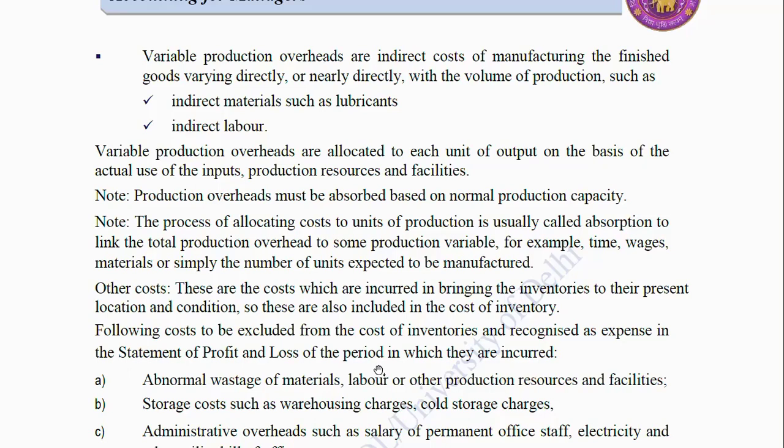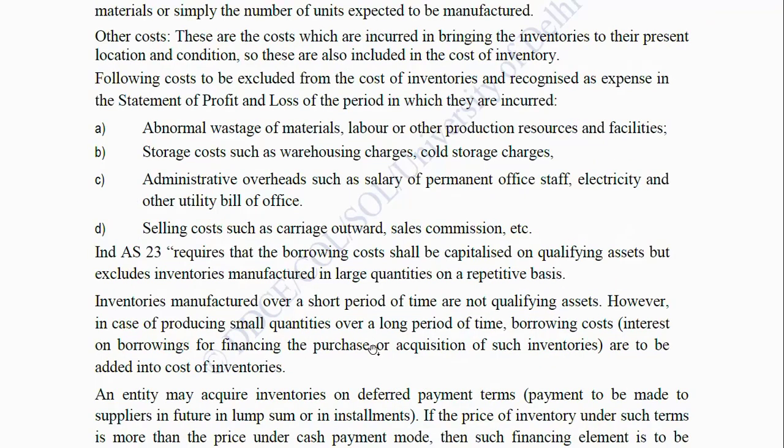Note: the process of allocating cost to units of production is usually called absorption. To link the production overhead to some production variable, for example, time, wages, materials, or simply the number of units expected to be manufactured.